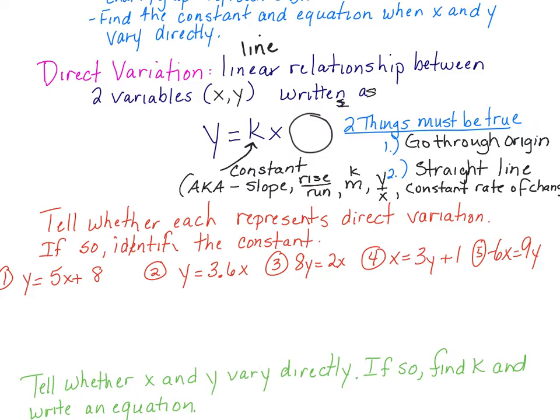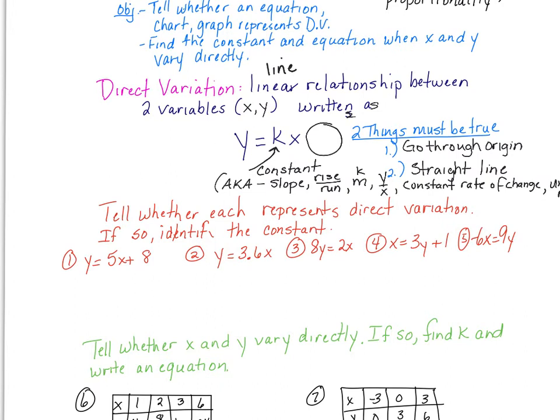So it says, tell whether each represents direct variation. If so, identify the constant. Okay, number one, y equals 5x plus 8. Is this a direct variation? No, it is not. You guys know from your experience of graphing, that's in slope-intercept form, isn't it? This would go through 8, wouldn't it? On the y-axis, that's a y-intercept, so that's no.